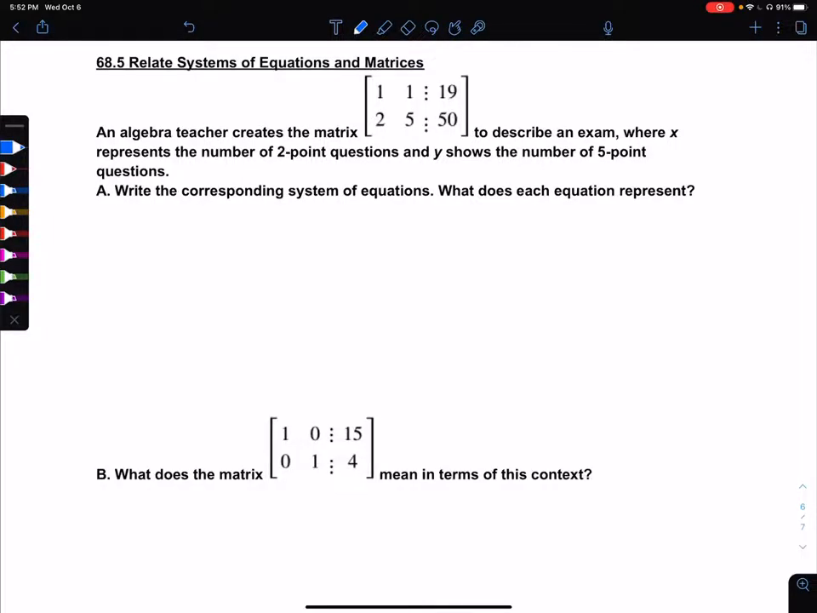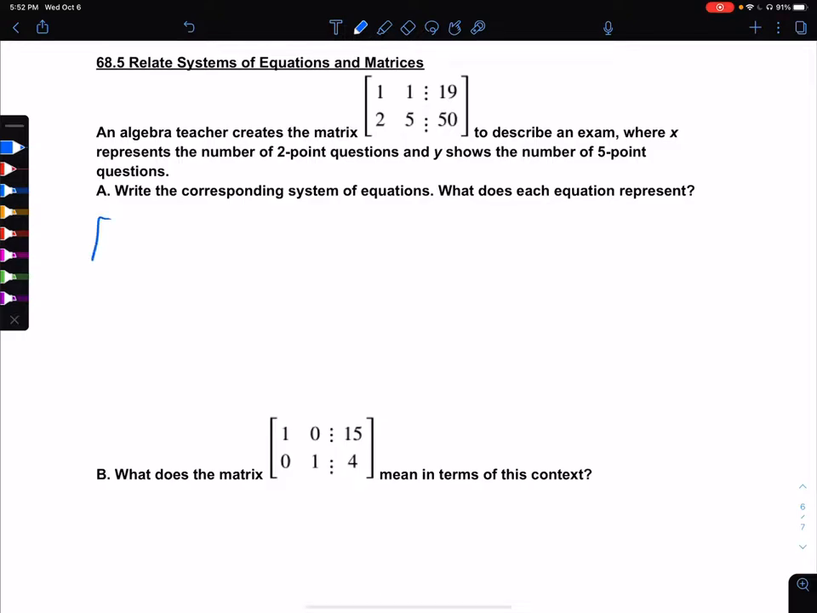Here we're going to look at topic 68, example 5, where we relate systems of equations and matrices. An algebra teacher creates the matrix shown to describe an exam, where x represents the number of 2-point questions and y shows the number of 5-point questions. Part A, write the corresponding system of equations. What does each equation represent?